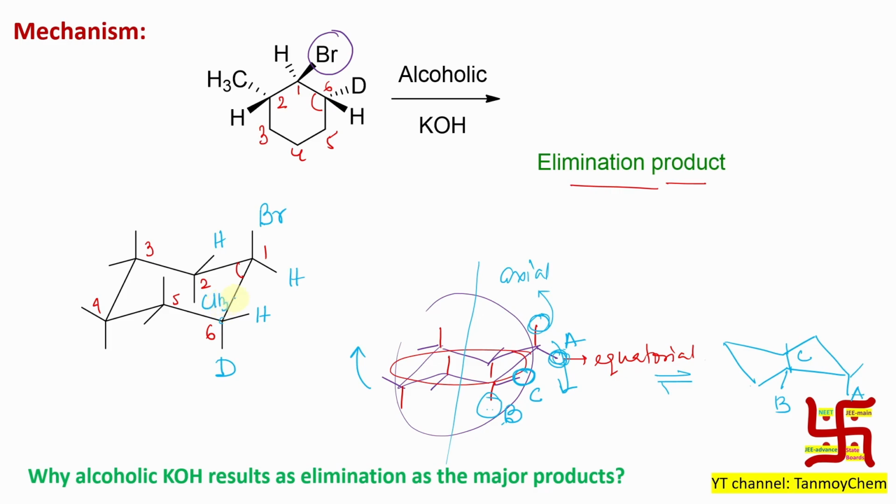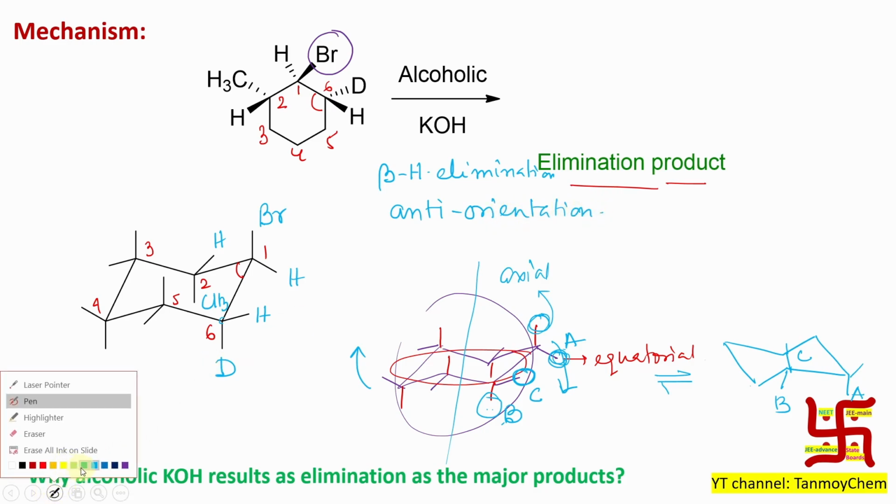Now remember, elimination is nothing but beta hydrogen elimination, and beta hydrogen elimination takes place in an anti-periplanar orientation, or anti-orientation. It has a reason also. The bond pair of this carbon-hydrogen bond, or in this case the C-D bond, should be parallel to the sigma star of the C-Br bond.